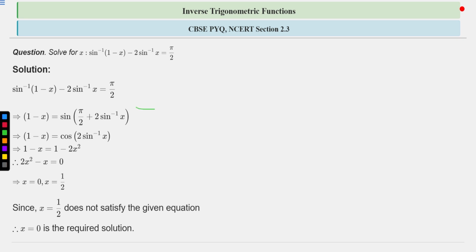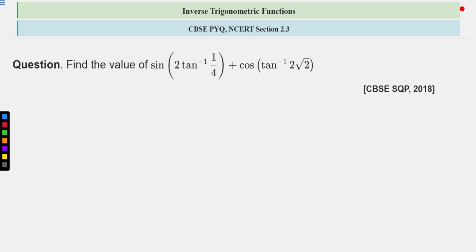Okay, let's move to the next question. We have to find the value of sin(2 tan⁻¹(1/4)) + cos(tan⁻¹(2√2)). Clear? How can we find this?